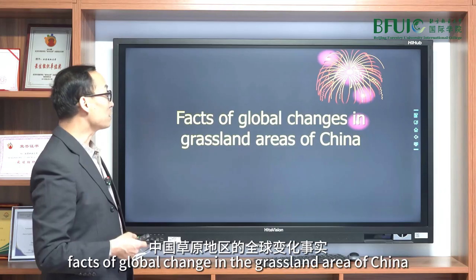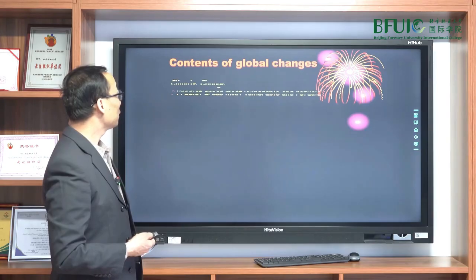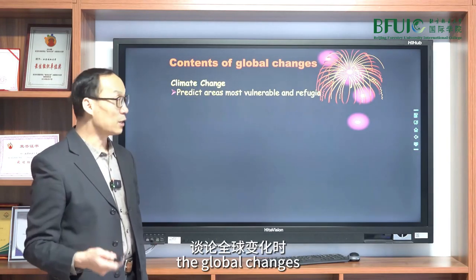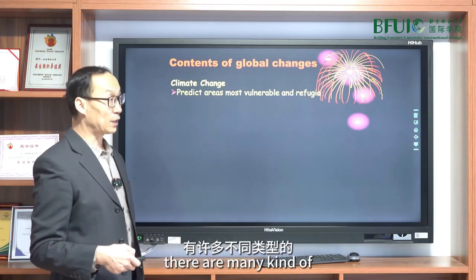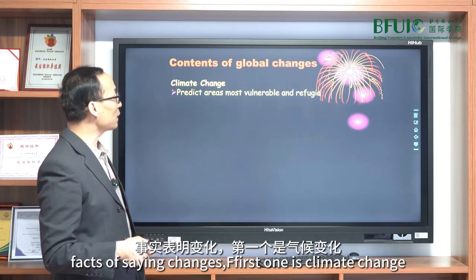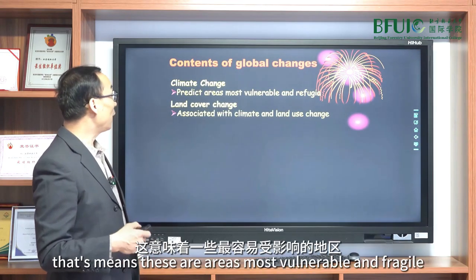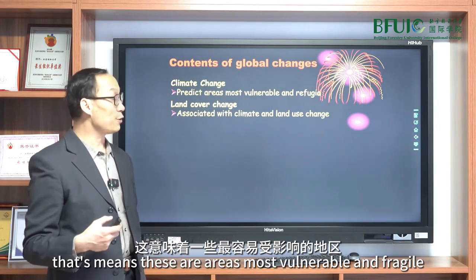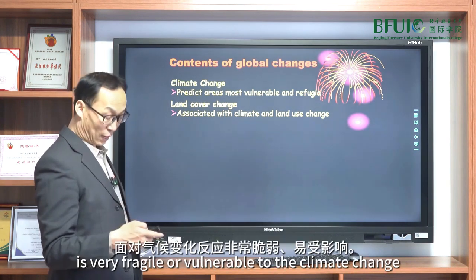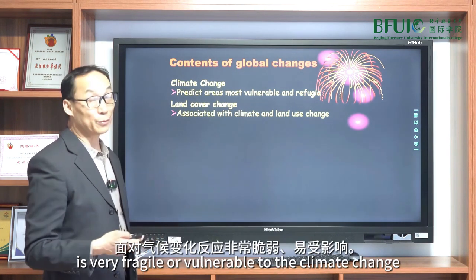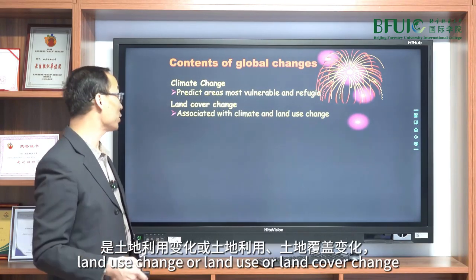Second, about the facts of global change in the grassland area of China. When we talk about global changes, there are many kinds of factors. First one is climate change. That means areas most vulnerable, like the Qinghai Tibetan Plateau, which is very fragile and vulnerable to climate change. Second one is land use change, or land cover change.